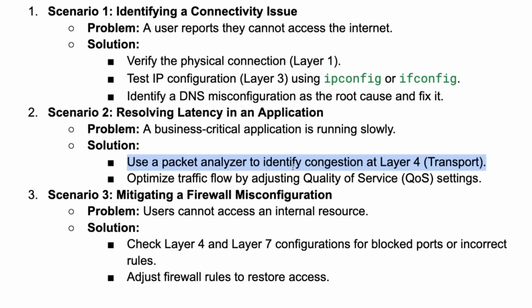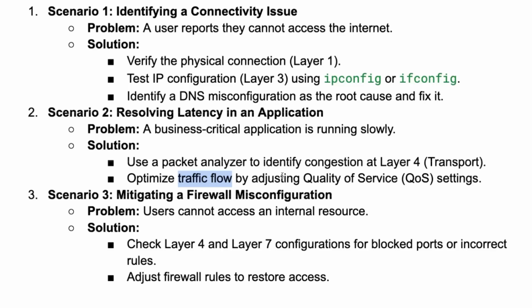There's something going on at that layer, the transport layer, that has to do with TCP and UDP and all of those protocols. So once you understand that, the datagrams and the segments of the data that's transferring or transporting on that layer, once you identify that congestion, then you can optimize the traffic flow by adjusting the quality of service settings, and then you would be able to optimize how traffic flows according to the individual protocol.